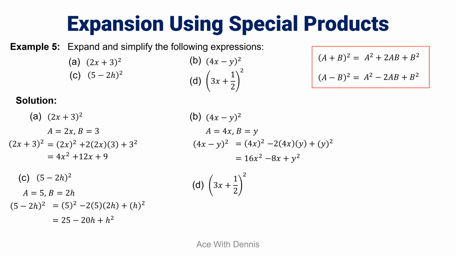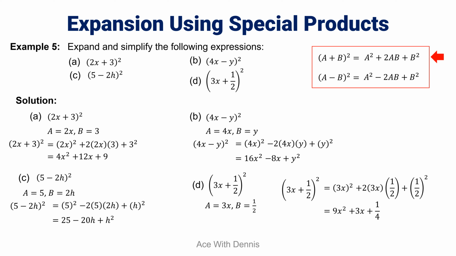For D, 3x plus half squared. So a will be 3x and b will be half. Hence, 3x plus half squared equals 3x squared plus 2 times 3x times half plus half squared. Simplify, we have 9x squared plus 3x plus 1/4.